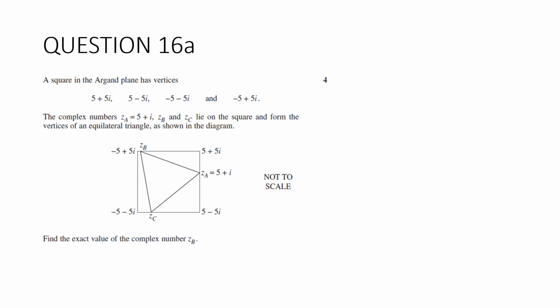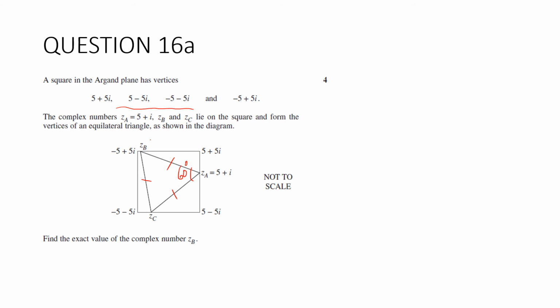16a. A square in the Argand plane has these vertices, and the complex numbers ZA, ZB, and ZC lie on the square and form the vertices of an equilateral triangle, as shown in the diagram. So this is 60 degrees. Find the exact value of the complex number ZB.